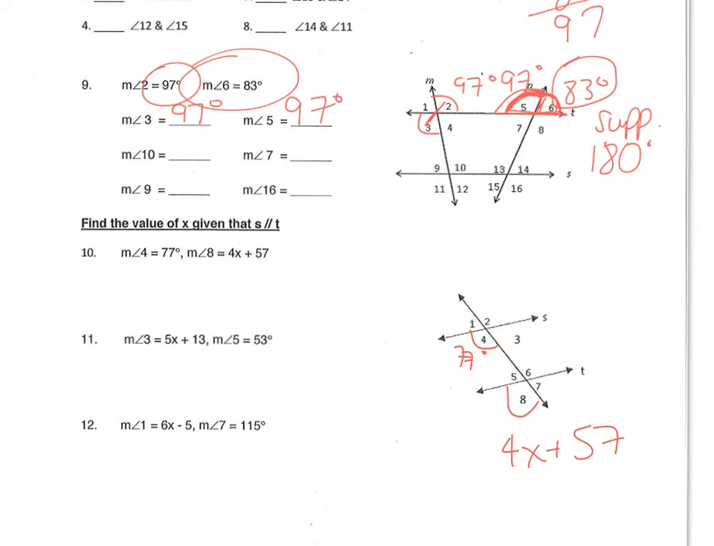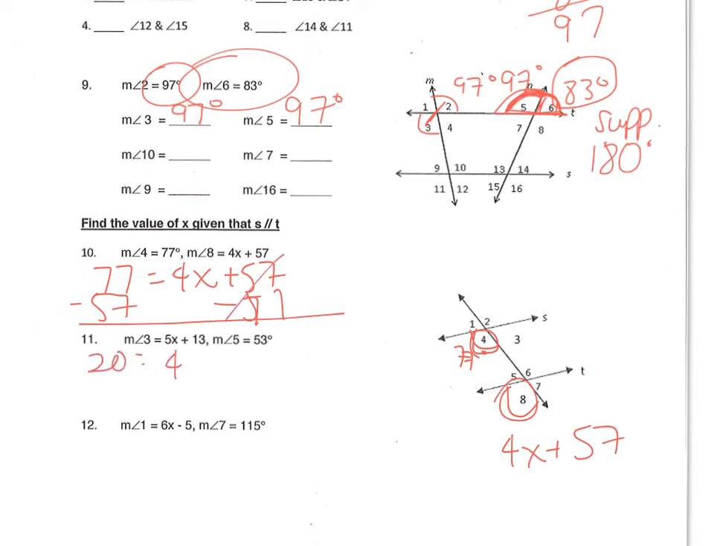So I'm going to set them equal to each other. 77 equals 4x plus 57. And there I have an equation I can solve, right? So you got to know that these two angles are corresponding angles. And corresponding angles, when cut by a transversal like that, are equal to each other. So let's solve for x now. Subtract 57 to both sides, like an algebraic equation. We get 20 equals 4x. Divide 4 to both sides. Sorry, this all belongs to number 10, okay? X equals 5. So there it is. You're going to do 11 and 12 just like that.